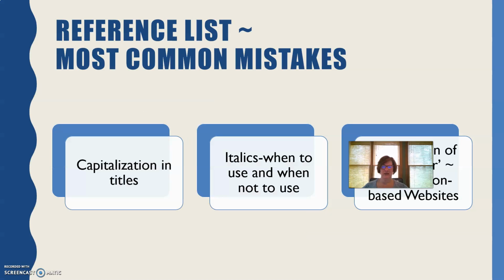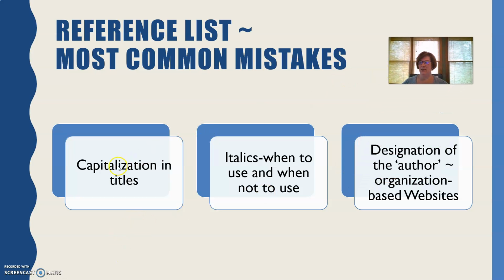So that's generally what we do for the references. Let's take a look at some of the most common mistakes. First, the capitalization of titles. That's something to really watch, because we typically capitalize all words in a title, and it's just not that way in APA. Next, the use of italics. I know these are really minor things, but getting these little nuances in place will really help you as you move forward, so that you routinely use them. And also the designation of the author when there are organization-based websites.